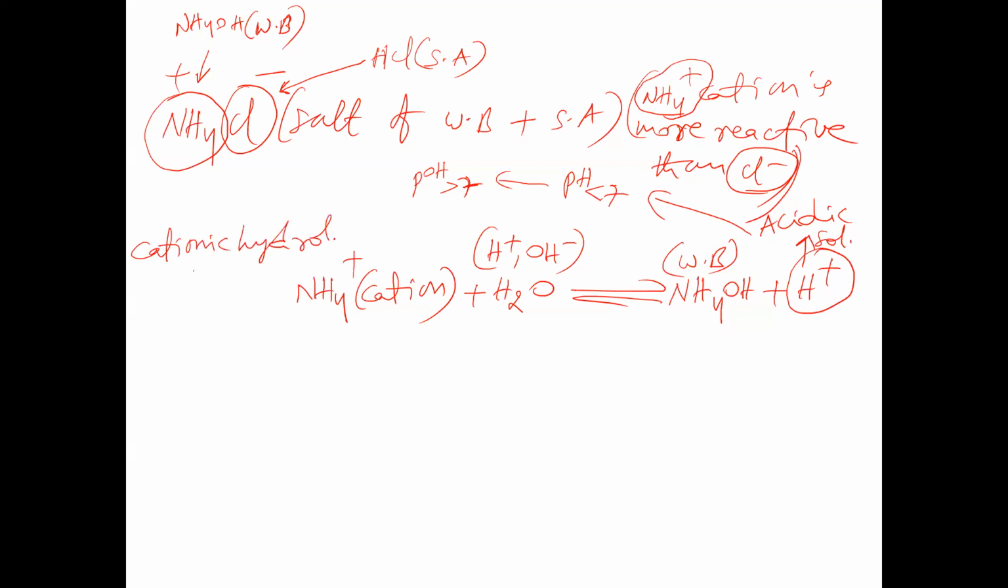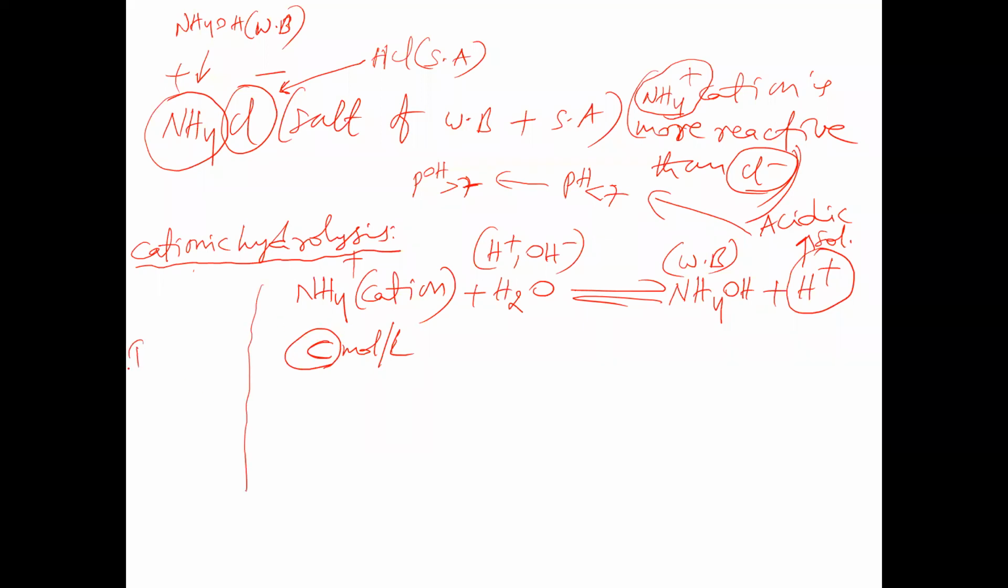This type of hydrolysis is called cationic hydrolysis. Is the concept clear so far? Now suppose initially we are taking C moles per liter. The initial concentration of this salt is C.